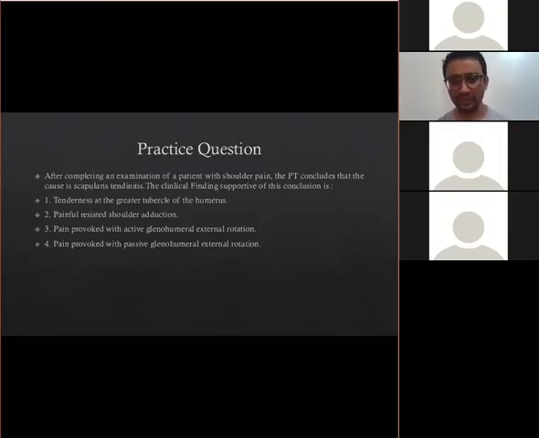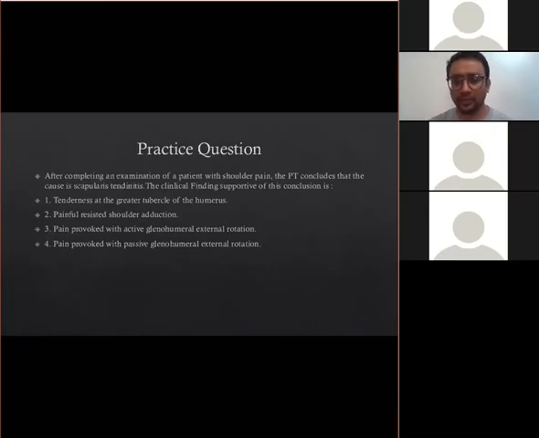Here, I know this was confusing, so let's break it down. After completing an examination of the patient with the shoulder pain, okay, patient has a shoulder pain, no other information. Physical therapist concludes that the cause is subscapularis tendinitis. I'm sorry, I wrote scapularis, but that is a subscapularis. Okay, guys. And this is the real question from therapy aid. I didn't make it. This is a subscapularis muscle tendinitis. I assume you figured that out because there is no scapularis muscle. There is only subscapularis muscle, and subscapularis muscle tendon is involved.